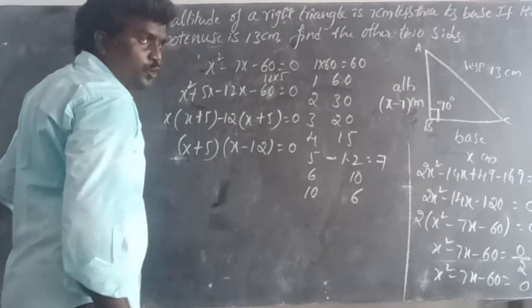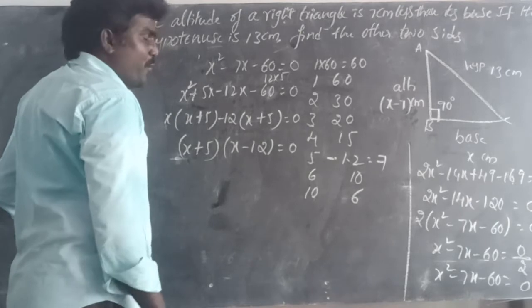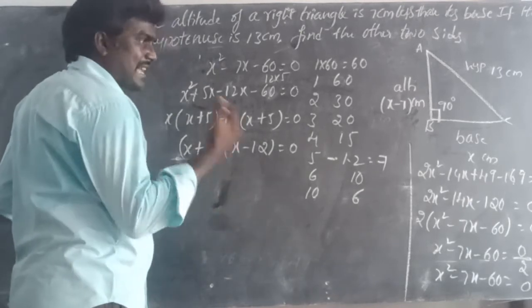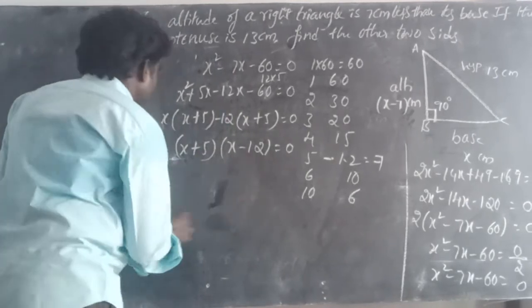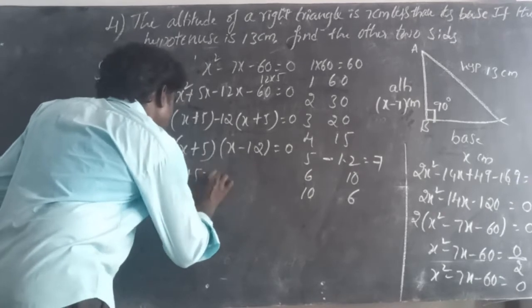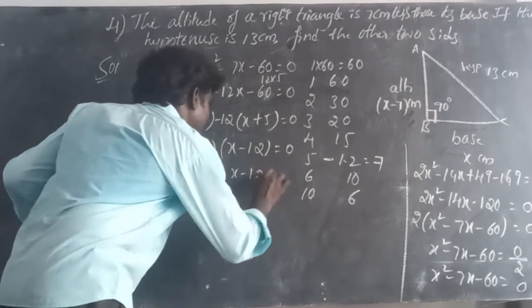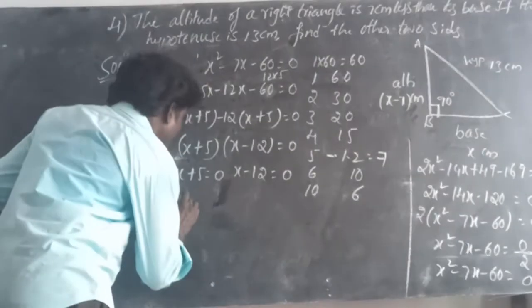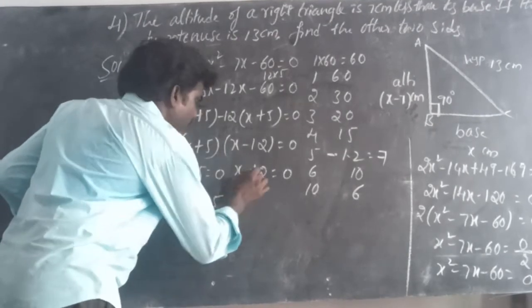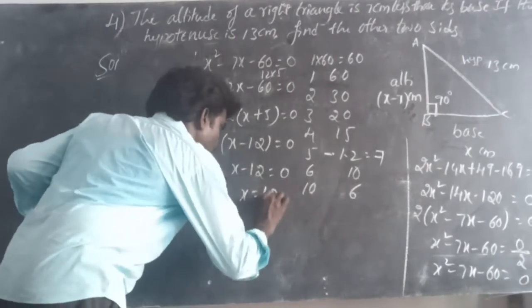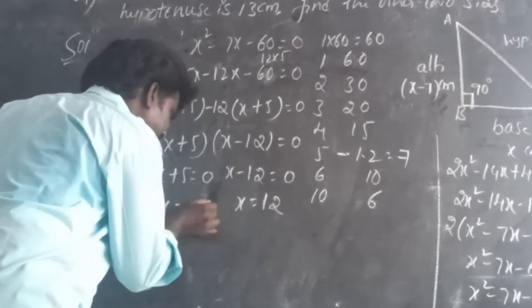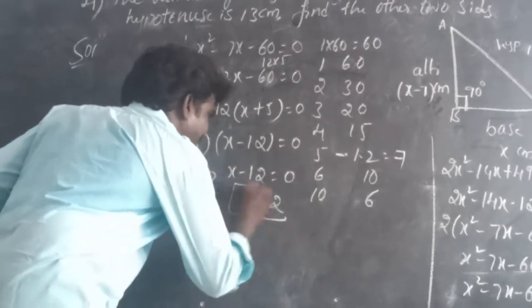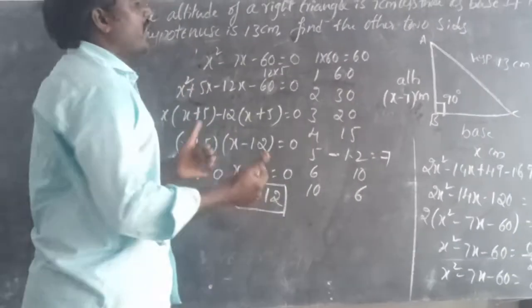So the product of two polynomials is 0 when first polynomial is 0 or second polynomial is 0 or both. Okay, so x plus 5 is equal 0, x minus 12 is equal 0. Plus 5 is going to happen minus 5, minus 12 is going to happen plus 12. So here x is negative, here x is positive. So the base is always positive.